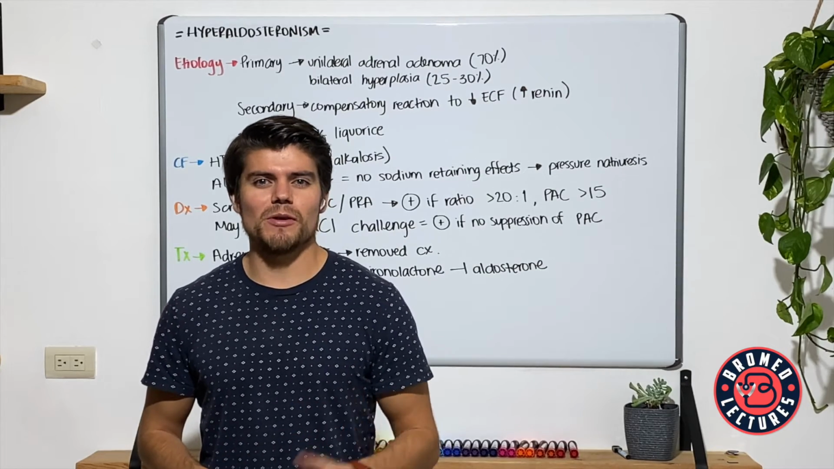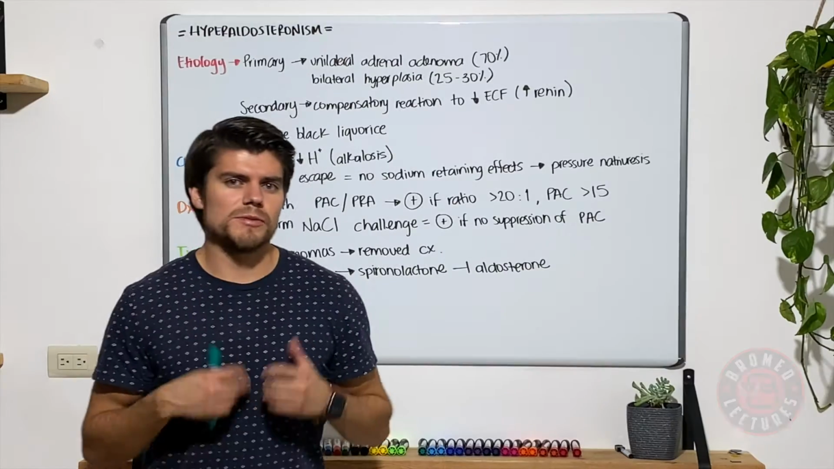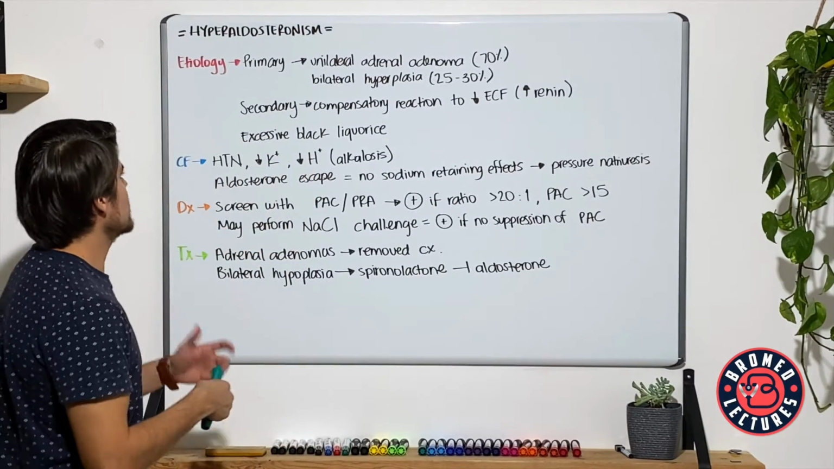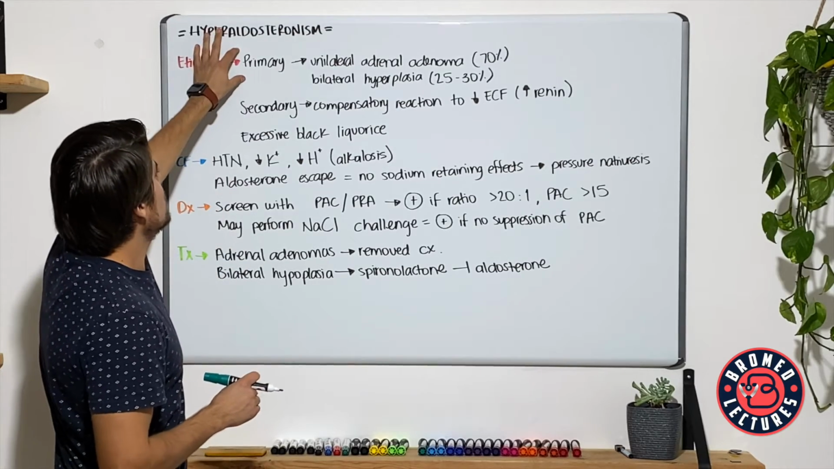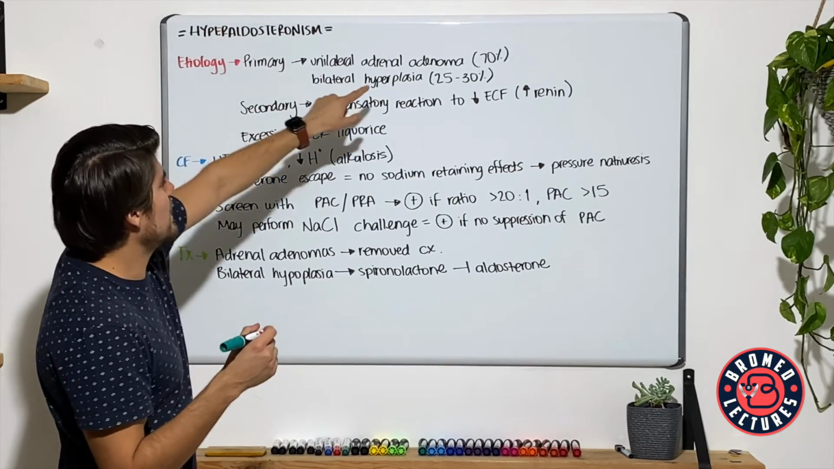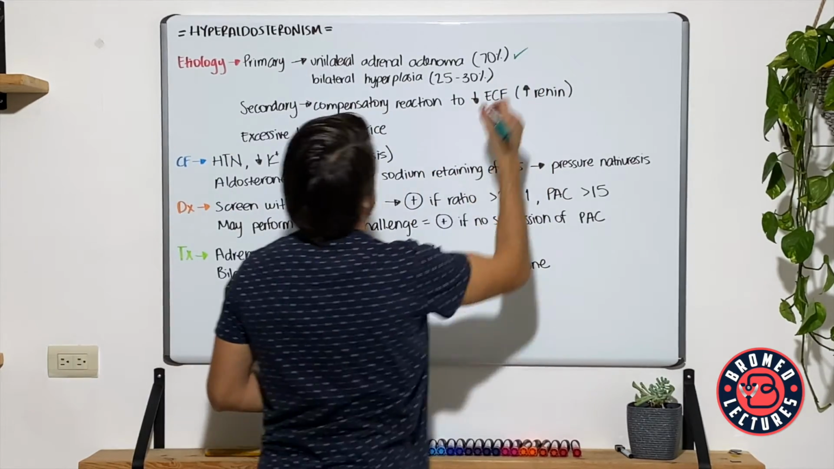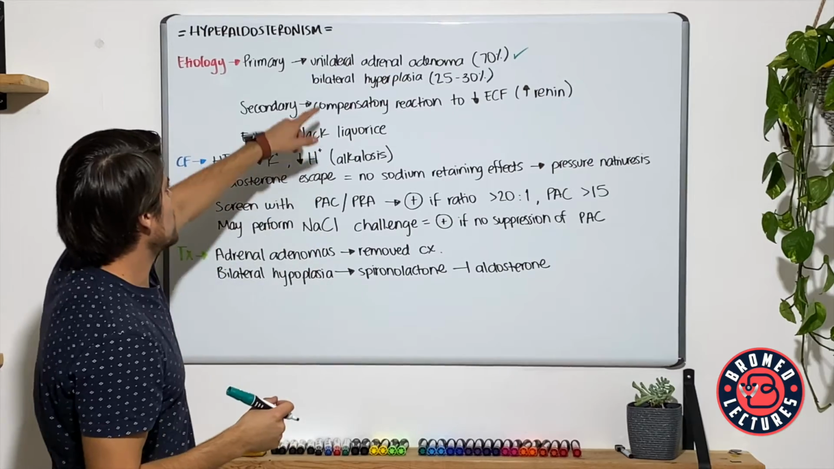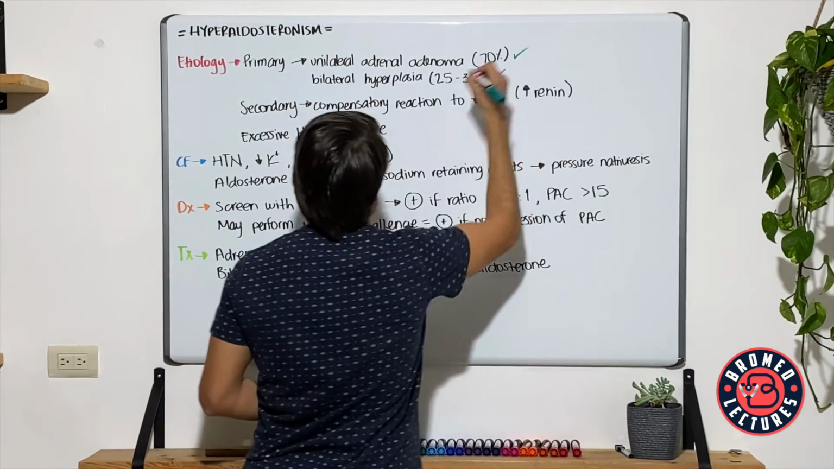In this video, we're going to cover hyperaldosteronism. Now let's begin with etiologies. For the most part, we're going to have primary with unilateral adrenal adenoma, better known as Cone syndrome, representing around 70% of the cases. And of course, next is going to be bilateral hyperplasia with around 30% of the cases.